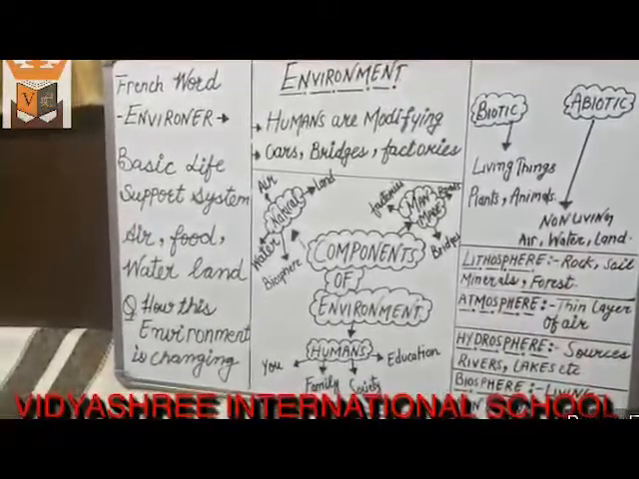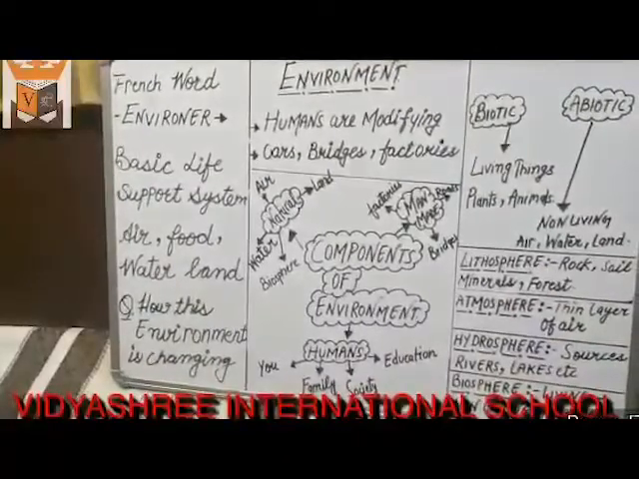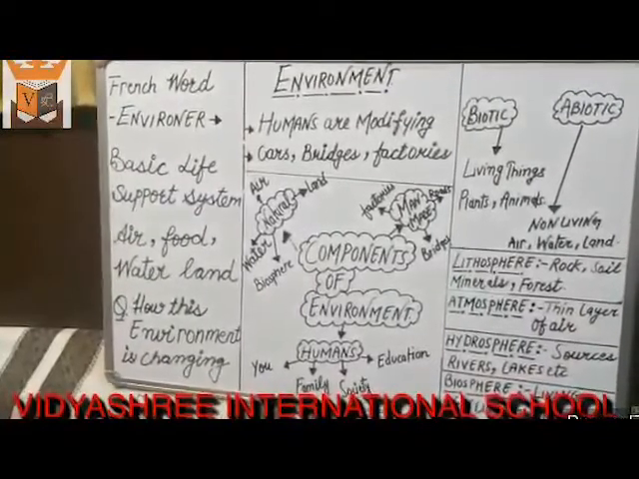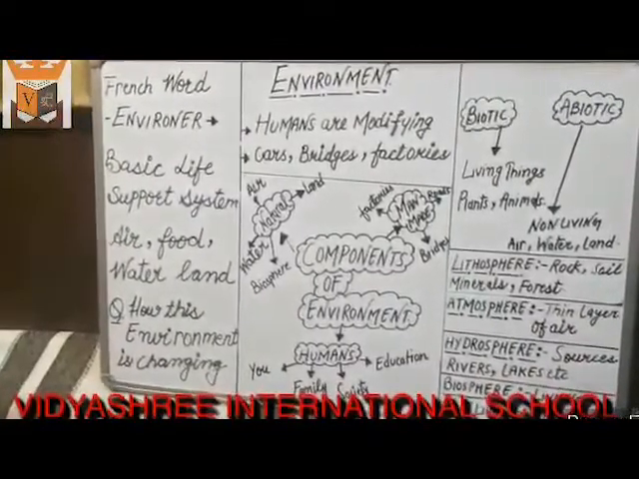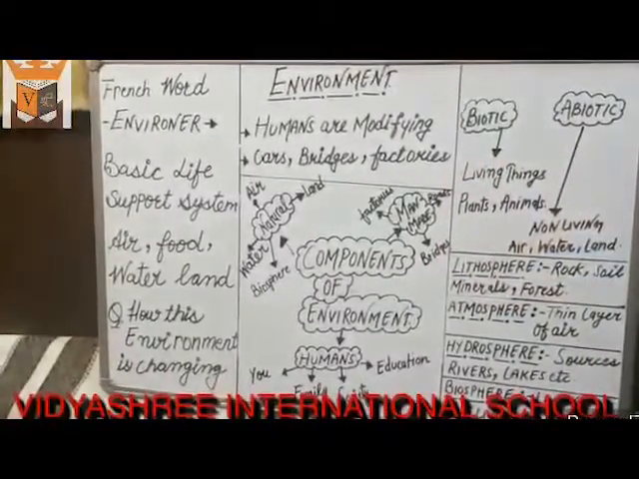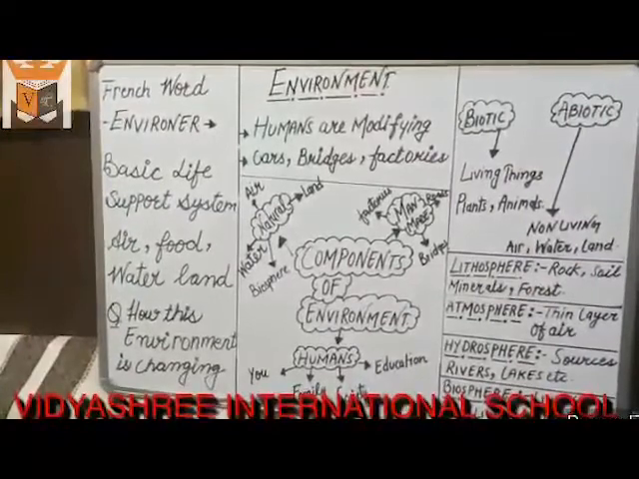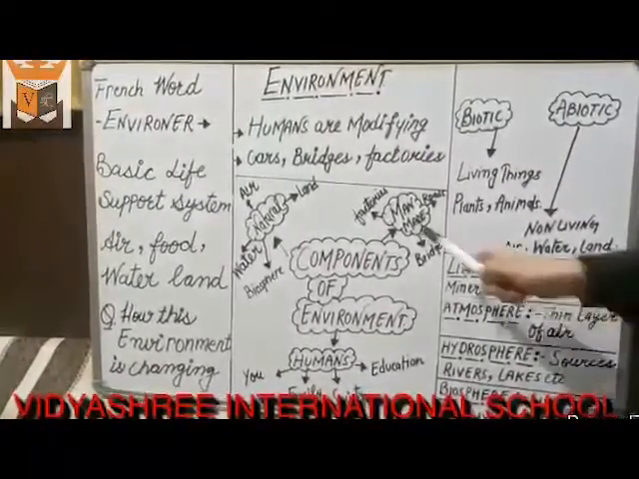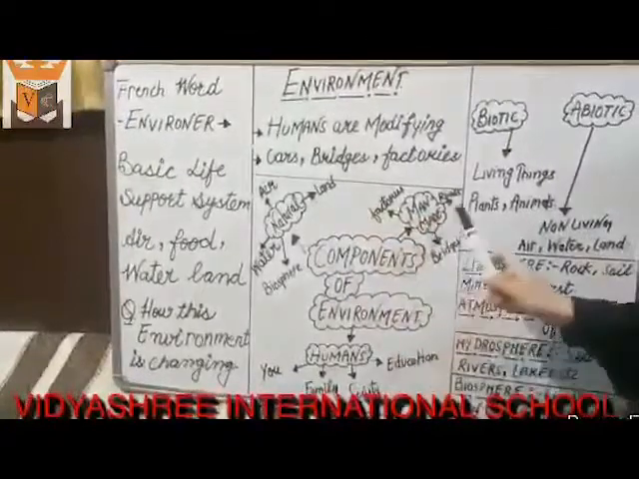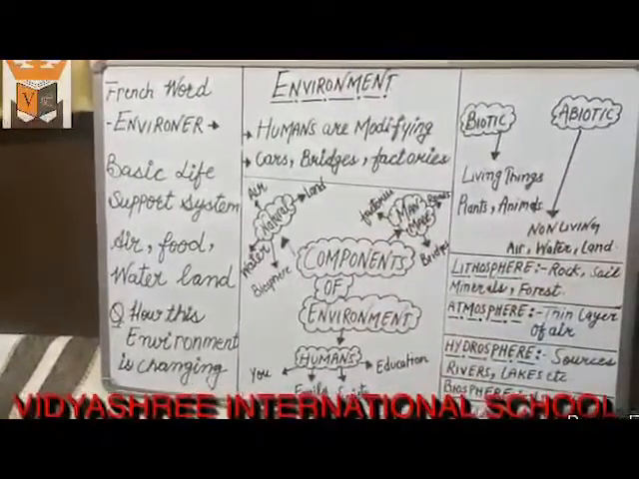There are certain physical factors that we establish, and those are roads, factories, buildings, bridges, which create the human-made environment. So, my dear students, till now we have learned that there are three basic components of the environment, that is natural environment, humans, and human-made environment.